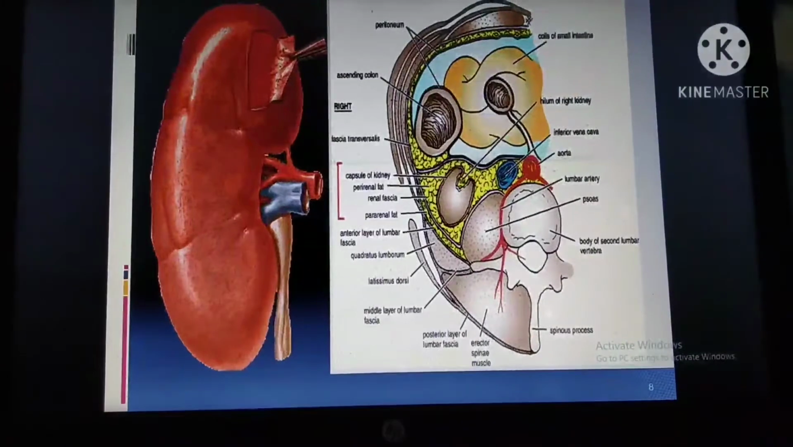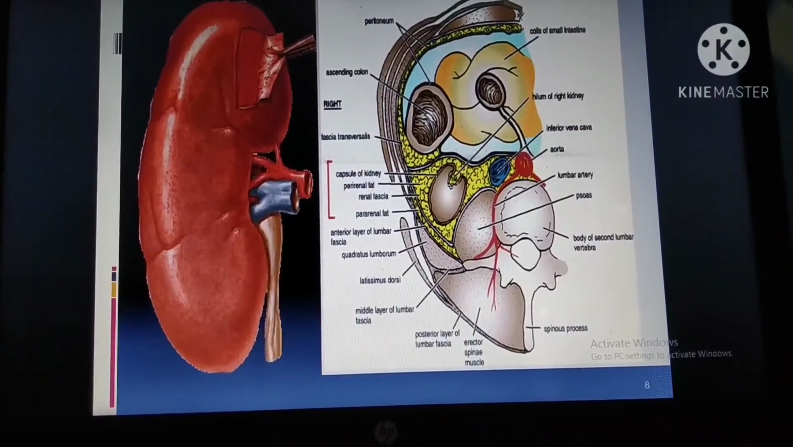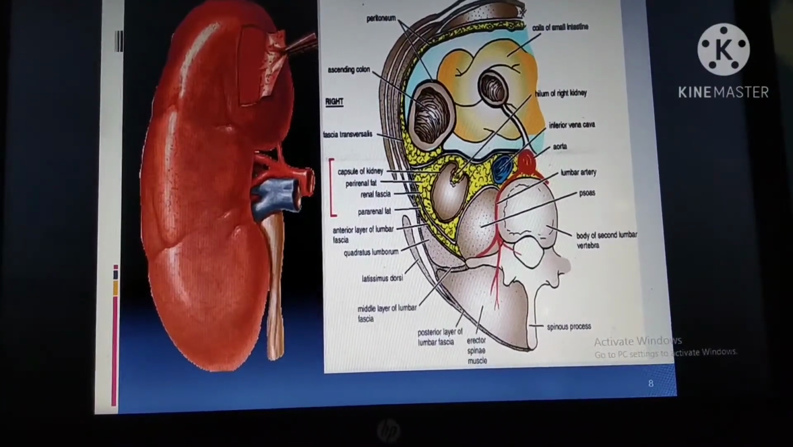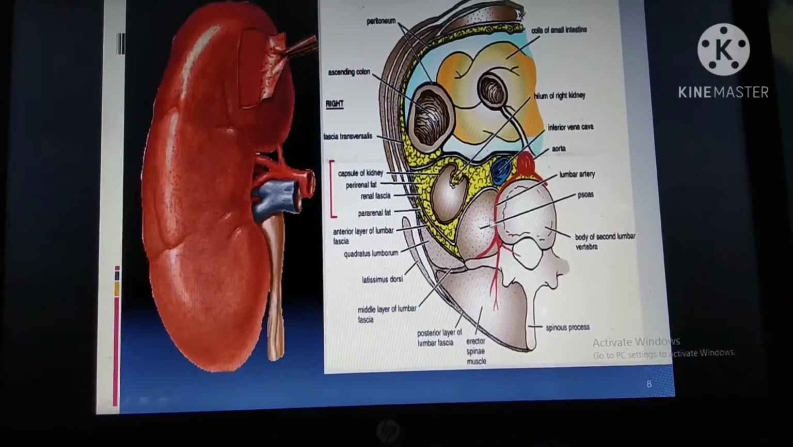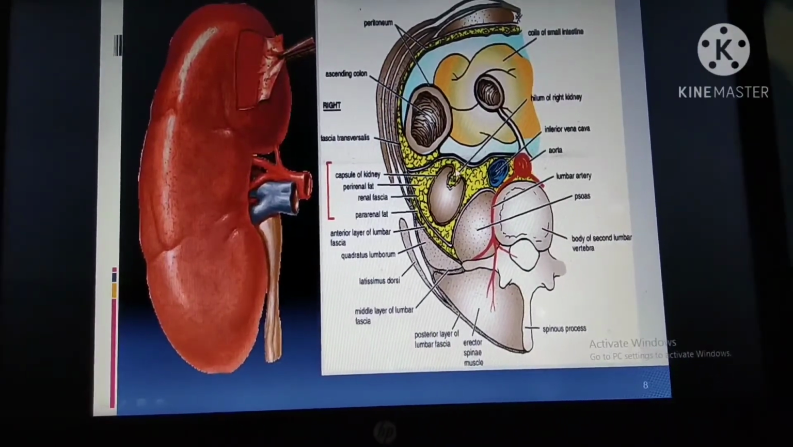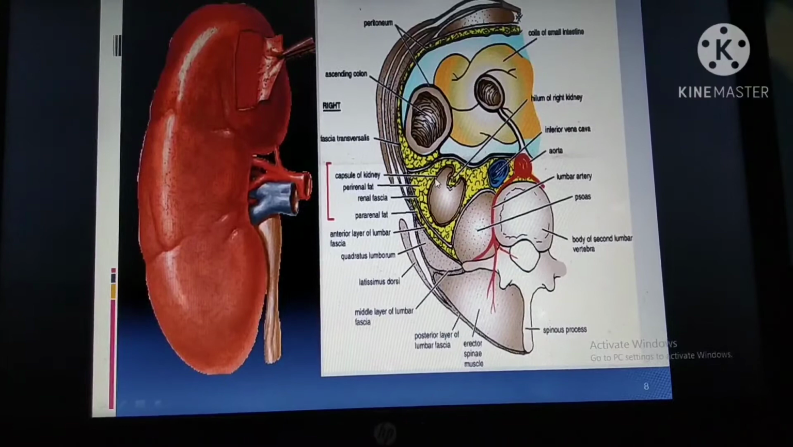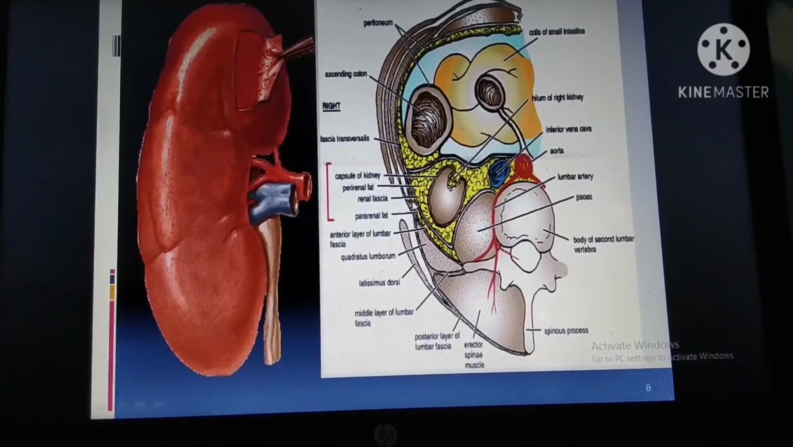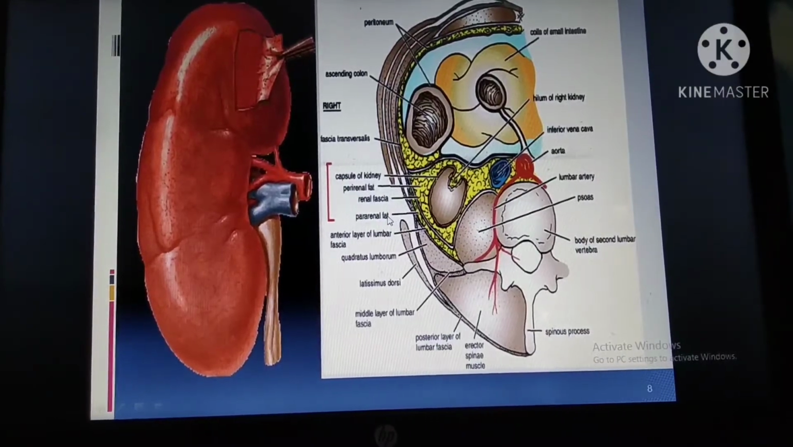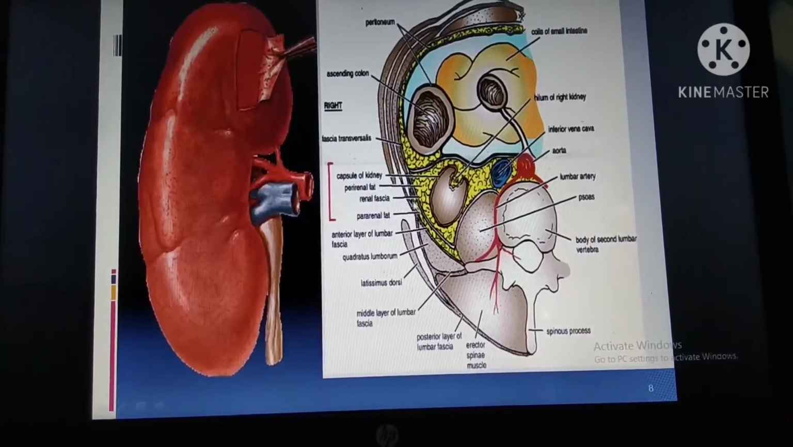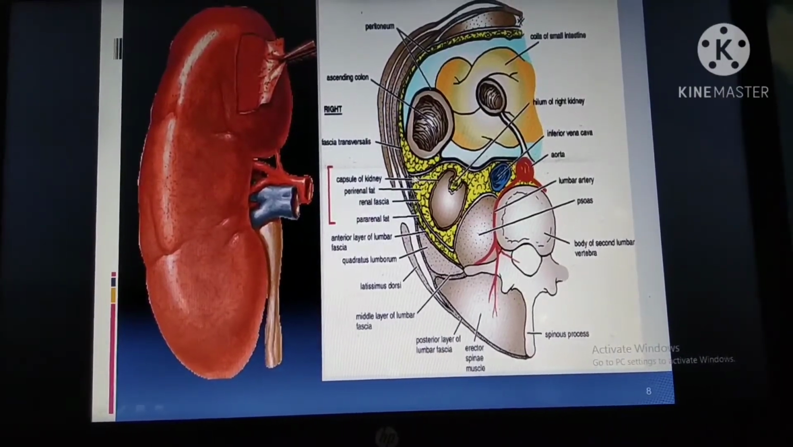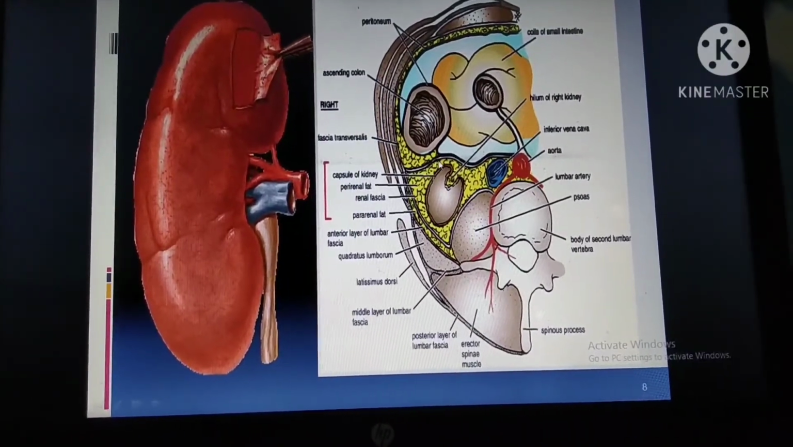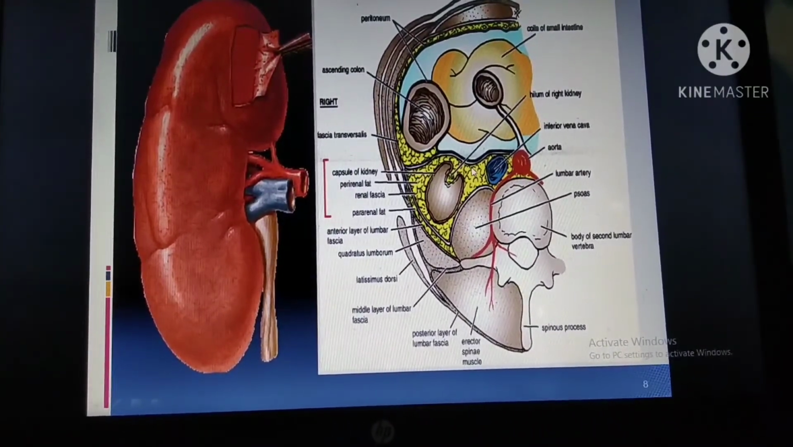Here we show the capsule of the kidney, then perinephric fat, afterwards renal fascia, and afterwards the pararenal fat, which is situated posterior to the peritoneum.